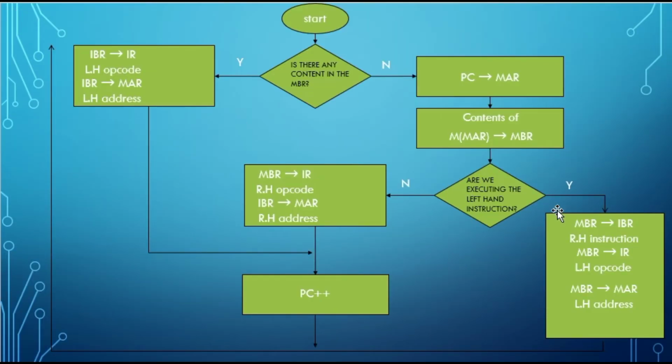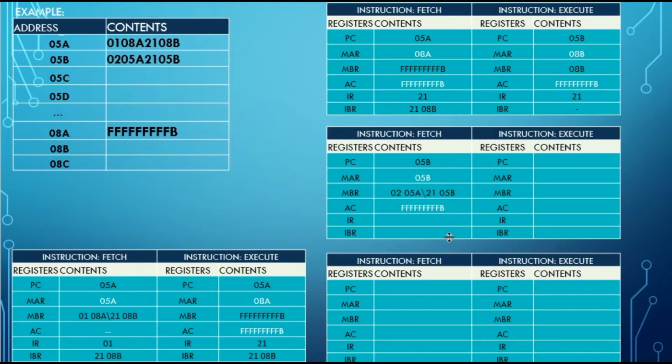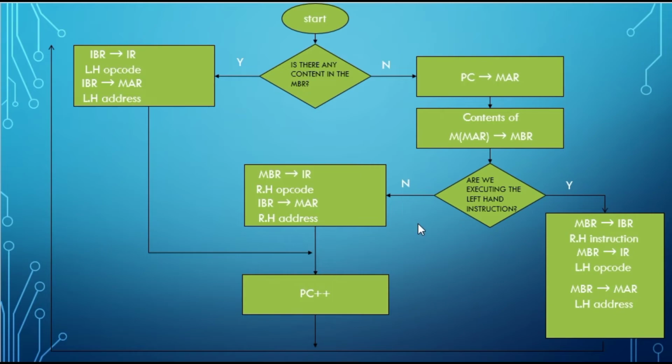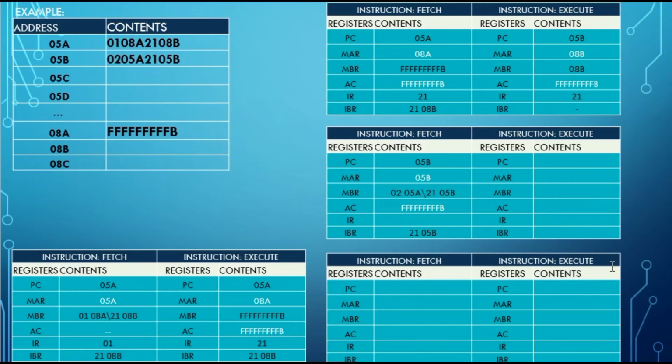Yes, we are. If we're executing the left-hand instruction, then it means we get our right-hand instruction and place it into the instruction buffer register. So we get 21 space 05B, like so. And then we go back to our algorithm and say we get our left-hand opcode and place it into our instruction register. So the left-hand opcode is 02, like so. And we are done with that. So let's execute this scenario.